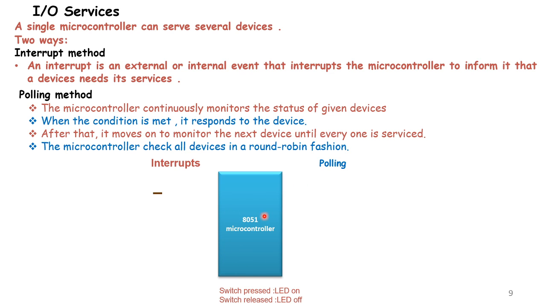Let us assume this is a microcontroller. When the switch is pressed, the LED will be on. When the switch is released, the LED will be off. When the LED is on, it means the microcontroller attends the interrupt. When it is off, it is not attending the interrupt.